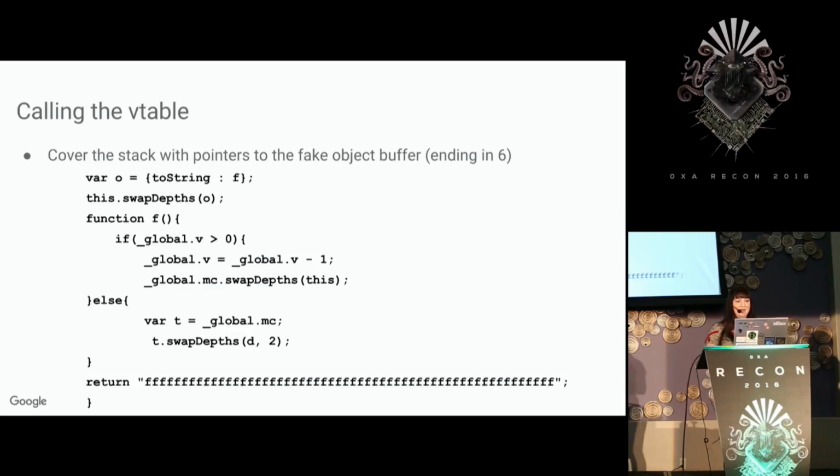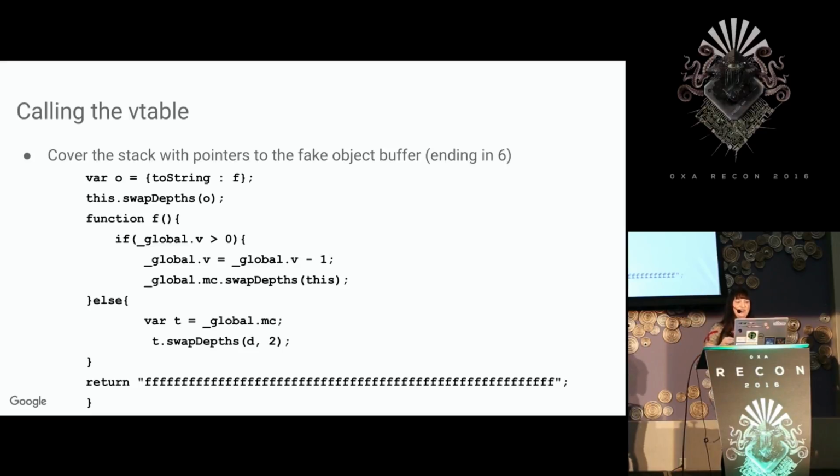And then the final thing you have to do is trigger the unwatch bug. And this is the code I actually used to do it. You can see it's basically a recursive function involving this function called swap depths. And what this does is it makes the stack really, really high.